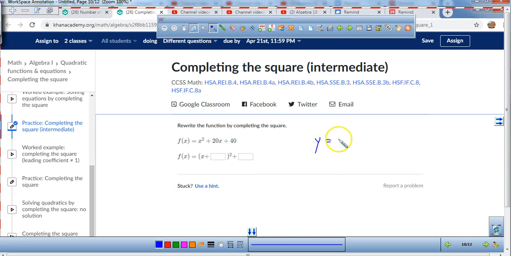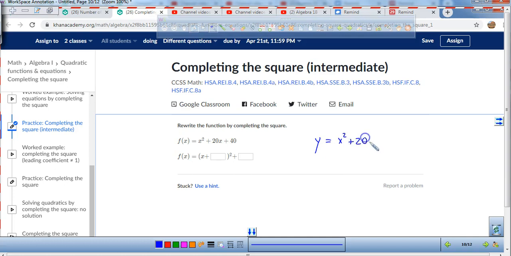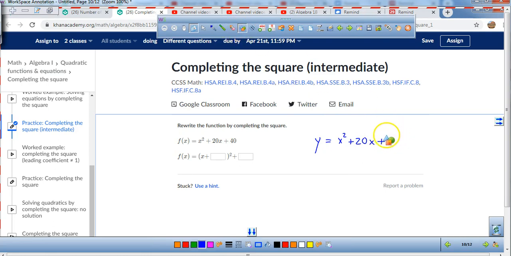So y equals x squared plus 20x, and then I'm going to put plus, that empty box that I was talking about. Just remember, whatever you do to one side, you have to do to the other side.